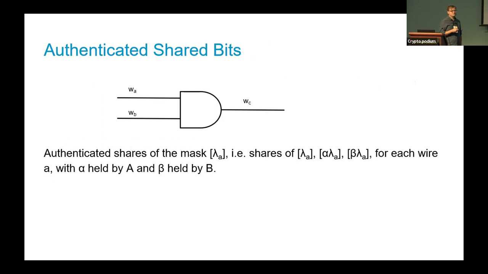You want to authenticate each mask, lambda, and I've been throwing around the word authenticated shares, and what we mean specifically is you want shares of the mask lambda and the shares of alpha lambda and beta lambda, where alpha is known to A and beta is known to B. This means basically you can convince both A and B of whatever you want to about what you're doing with the masks.